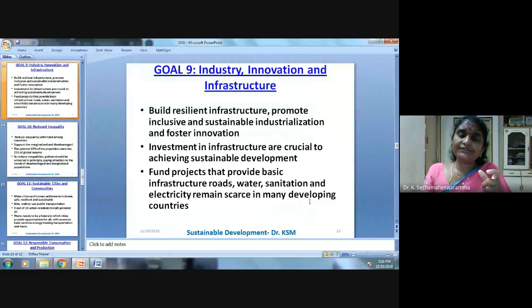Industrial development has to go smoothly. At the same time, sustainable industrialization is mandatory. Investment in infrastructure is crucial to achieving sustainable development. Fund projects that provide basic infrastructure, roads, water, sanitation, electricity, everywhere, especially for developing countries, is required.